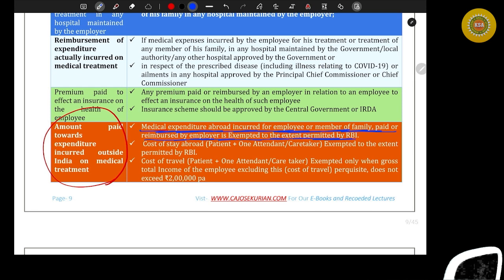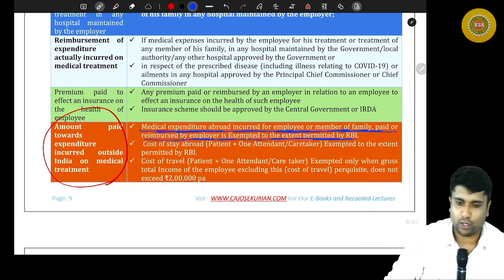Yes or no? For checking whether it is taxable or not taxable, we are determining whether it is 2 lakh or less. So for the time being, you exclude that and you compute your gross total income excluding that cost of travel. If the gross total income is more, then you add that cost of travel as well to determine your total income. Is that clear?